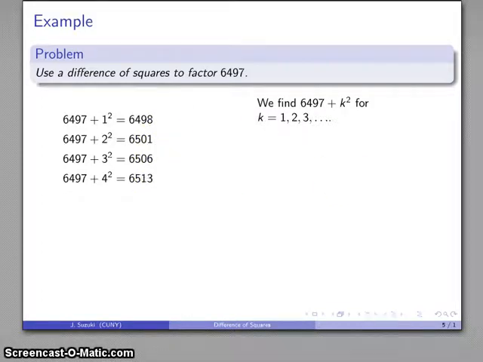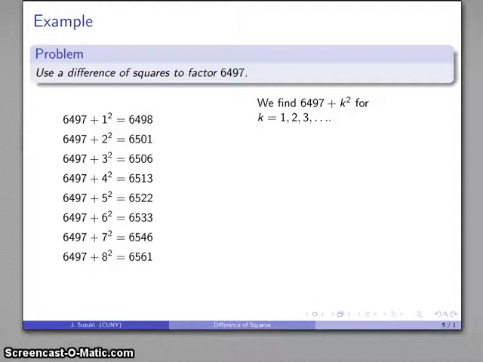Add 7, add 9, add 11, add 13, add 15, and it turns out that that's a perfect square, and that says that 6497 can factor as the product 73 times 89.